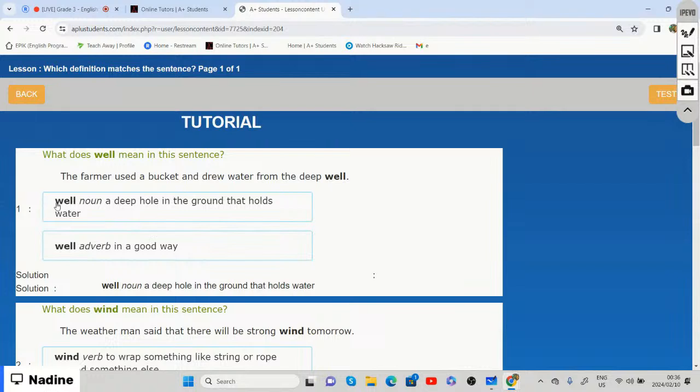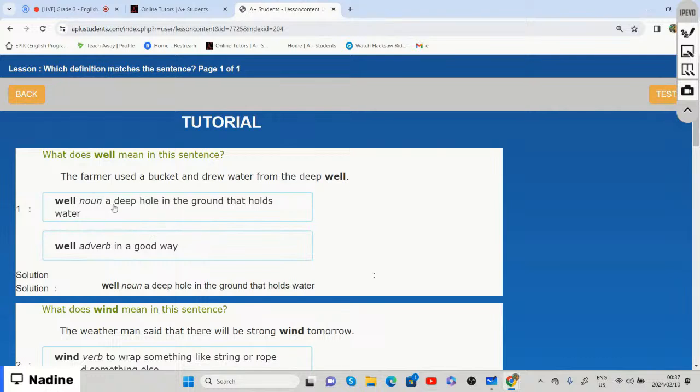All right, so if we look once again at the sentence, the sentence is the farmer used a bucket and drew water from the deep well, right? So here we have our two meanings. The first meaning says well, it is a deep hole in the ground that holds water. Or well, the second meaning, which is in a good way. Like I'm doing well. Thank you.